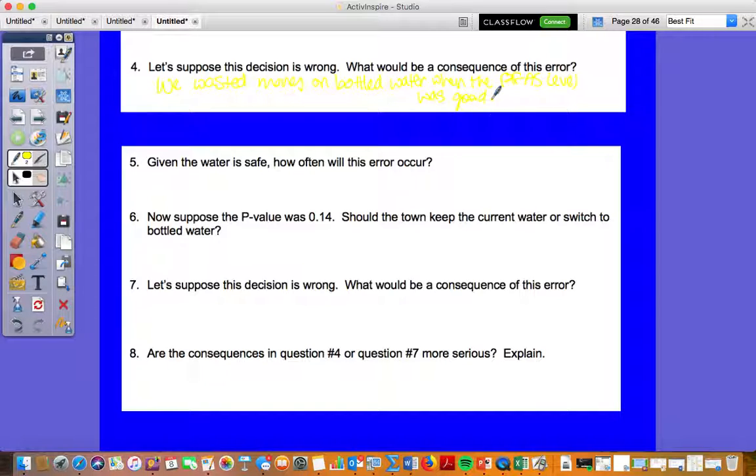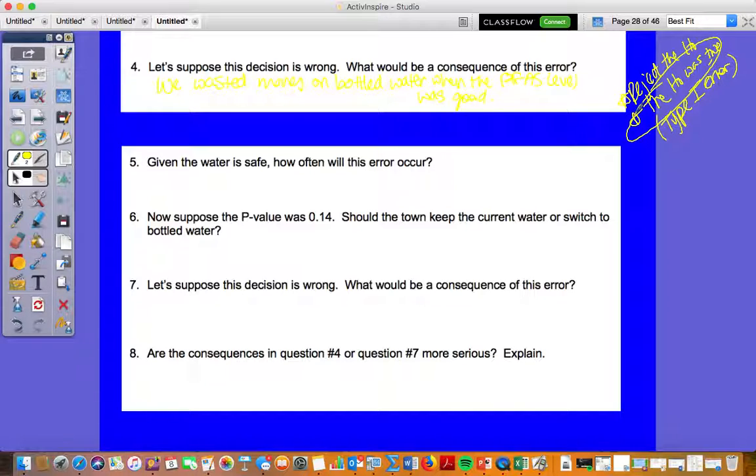Does anyone know what type of error we call that? This is where we reject the null, but the null was true, so it's type 1. That's a great job, Chloe. This is called type 1. Nice job. It's called type 1 error. So it's where we reject the null, but the truth was that the null was true. Okay? Questions on that?